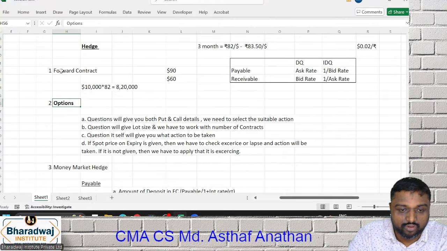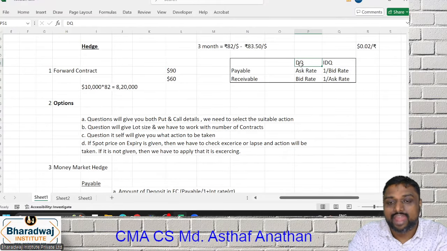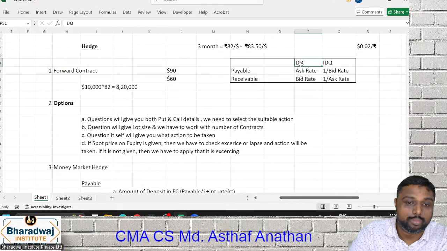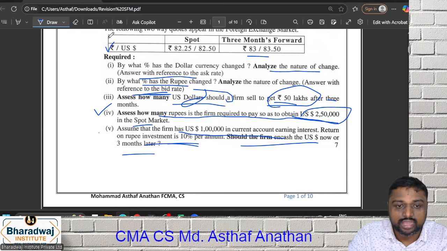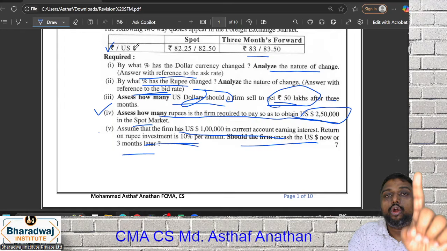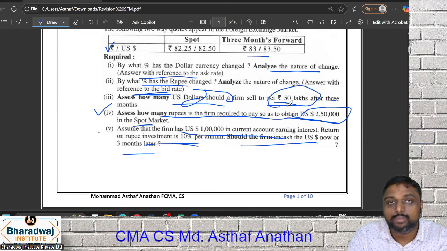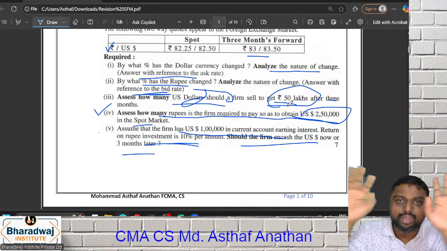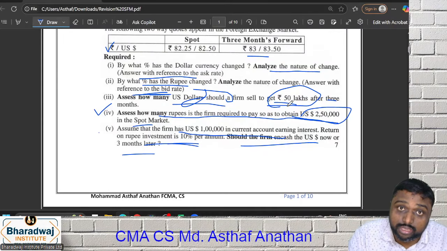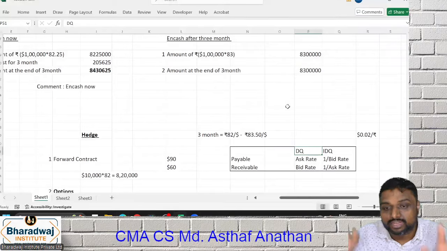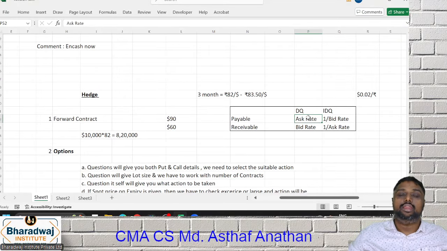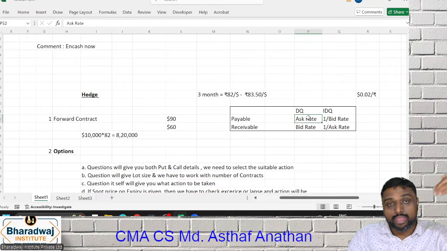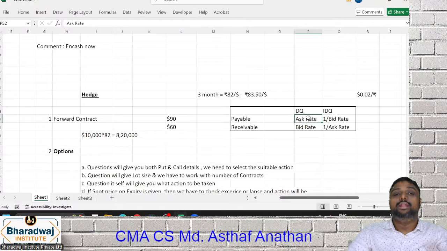First one, the forward contract. If it is a direct quote, we have discussed what a direct quote is. In this example, rupees per US dollar, the dollar is direct. So if the question says you have to make a payment of $10,000, that is a direct quote. If it says 10,000 rupees, then it is an indirect quote. If it is a direct quote, you have to take the ask rate, because you want to make a payment, so you want to buy from the bank. The bank is selling.